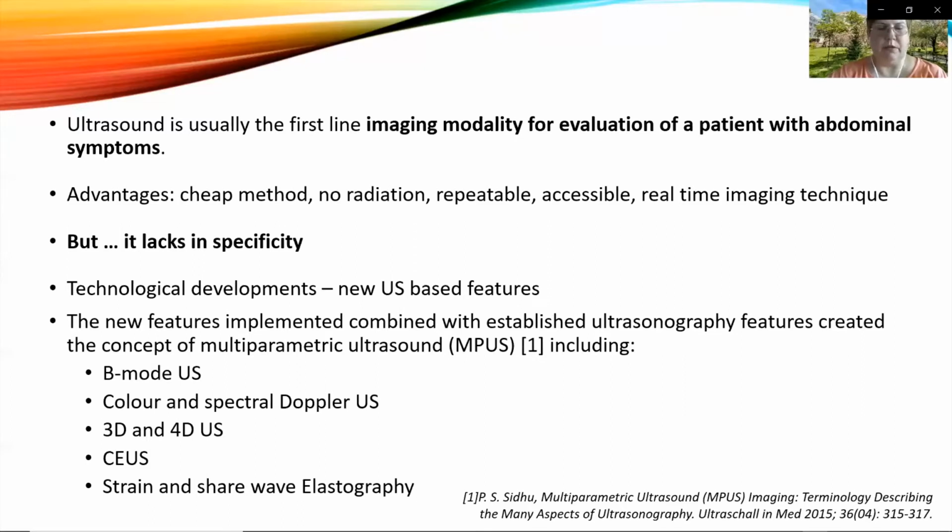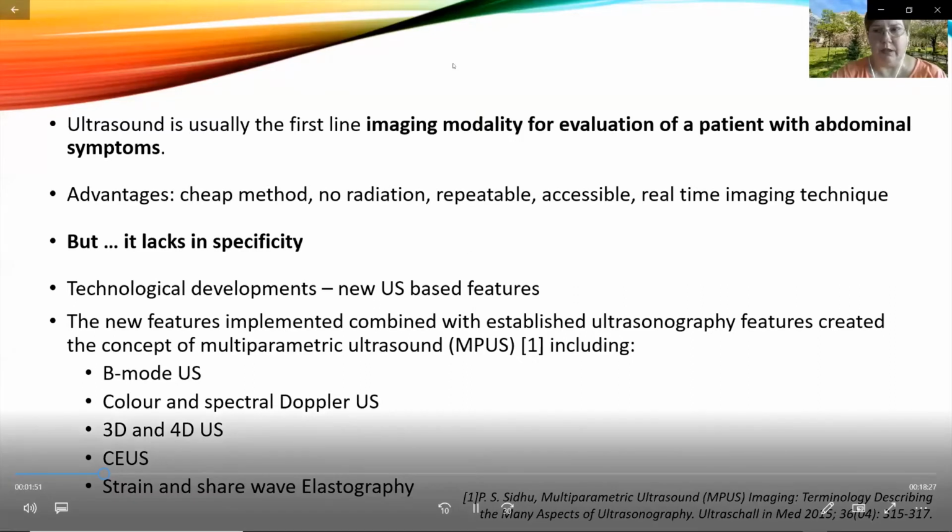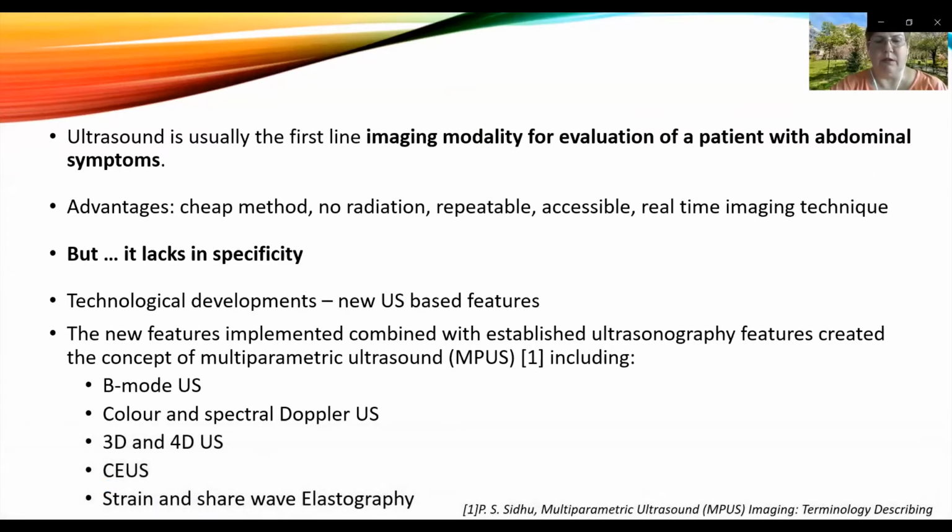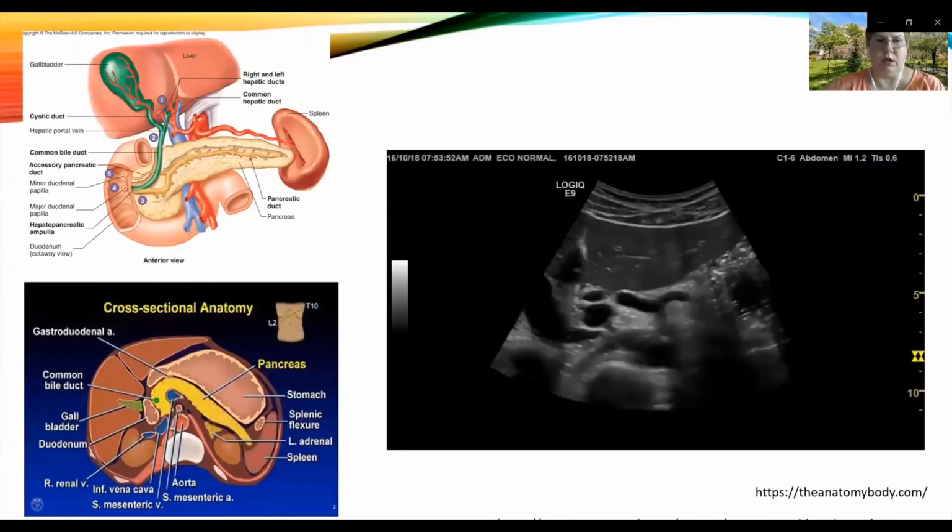The new technological developments, on the other hand, brought new ultrasound-based features that are available, and together with conventional ultrasound can offer you another image and another approach of the lesions that you are going to evaluate. The new features combined with the established ultrasound features created this new concept of multiparametric ultrasound that includes B-mode ultrasound, color and spectral Doppler ultrasound, contrast enhanced ultrasound, and probably the last that appeared on the market, the ultrasound-based elastography techniques. Let's see how we can use this when we talk about pancreas.